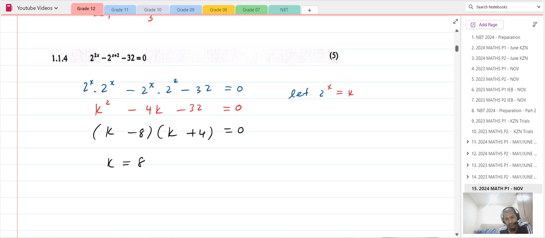But what is k? That is 2 to the power x. What is 8? 2 to the power 3. Therefore, drop the base, equate the exponents, so x is equal to 3.